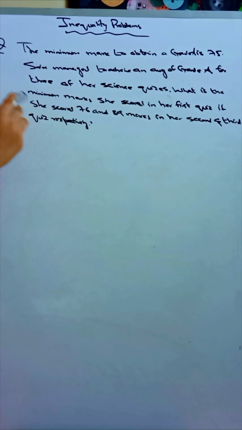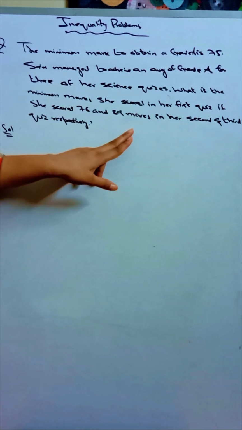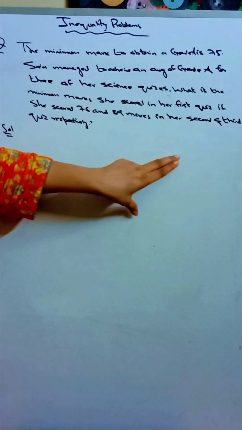What is the minimum mark she scored in her first quiz if she scored 76 and 89 marks in her second and third quiz respectively? As you know, in such questions we have to create an inequality first, then we will solve it. So let's begin.